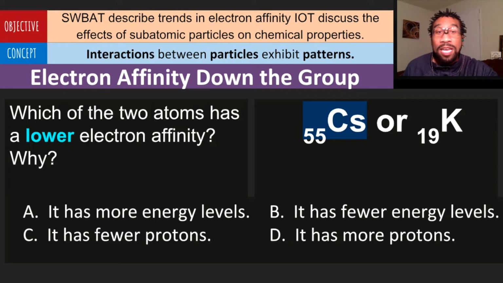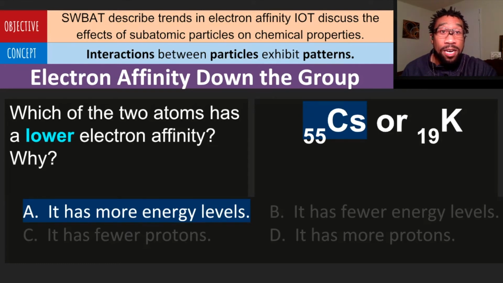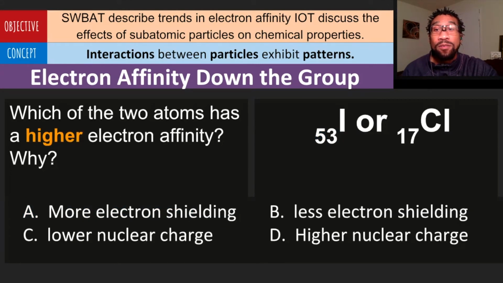Well, cesium and potassium are in the same group, so from top to bottom. And actually, potassium is on the top, and then cesium is at the bottom of the periodic table. And so, because it is further towards the bottom of the periodic table, it actually has more energy levels. All right. So, because there are more energy levels, it is repelling the valence electrons. Therefore, it is less excited about receiving an extra electron, okay, compared to potassium.